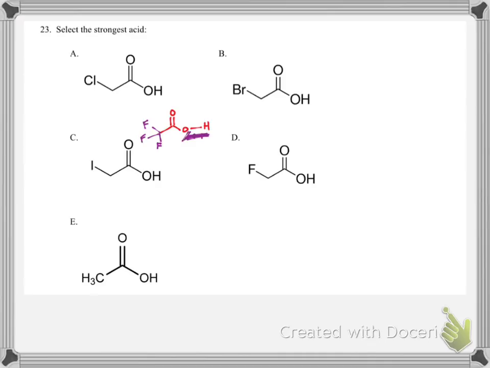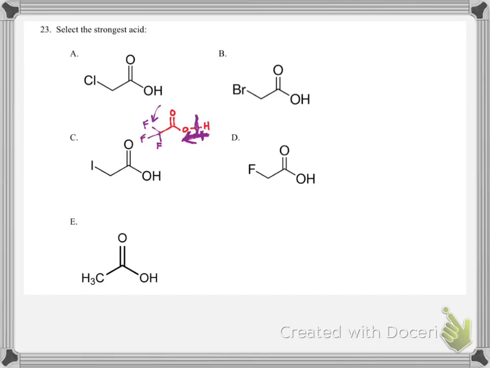It really, really polarizes this bond, which makes it really weak, which makes it really easy to break. So, in actuality, just by adding in these three fluorines, we make a carboxylic acid roughly 100,000 times stronger, which is notable. Notice that none of our answers match this one, but the idea is more electronegative atoms means more polarized bond, means a weaker bond, means a stronger acid.